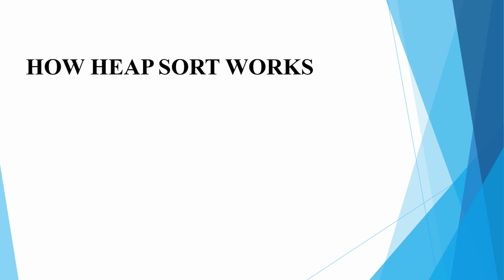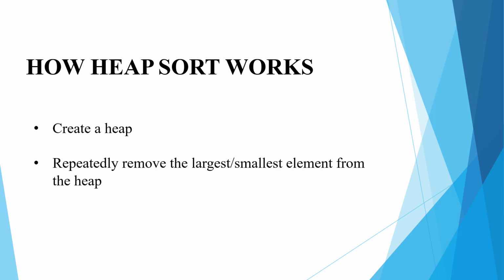Let's see how heap sort works. The heap sort algorithm is divided into two basic parts. First, create a heap of the unsorted list or array. Then a sorted array is created by repeatedly removing the largest or smallest element from the heap and inserting it into the array. The heap is reconstructed after each removal.